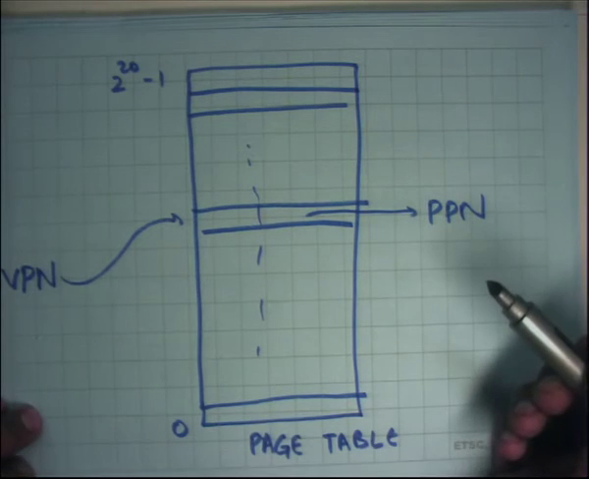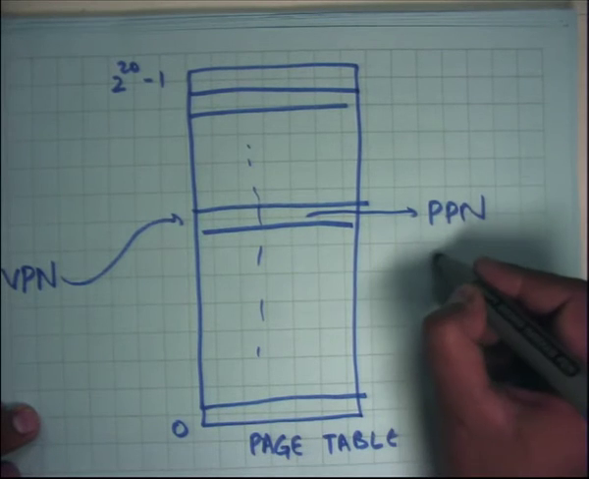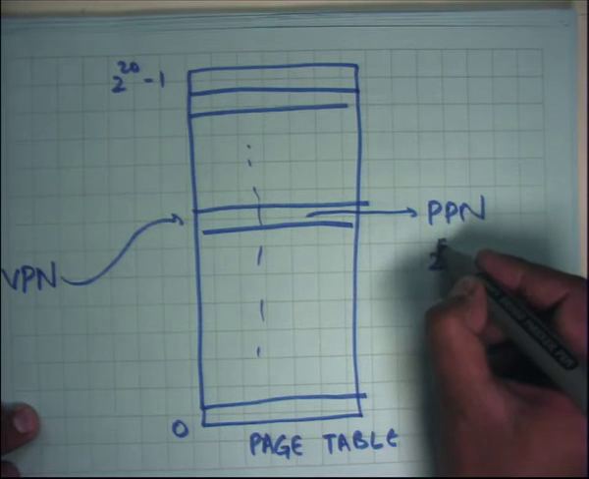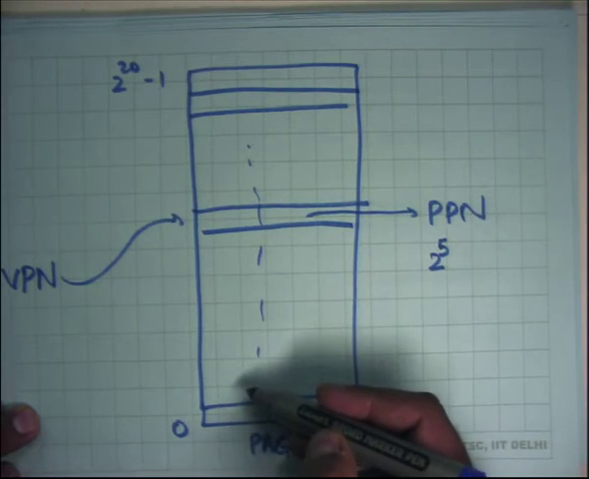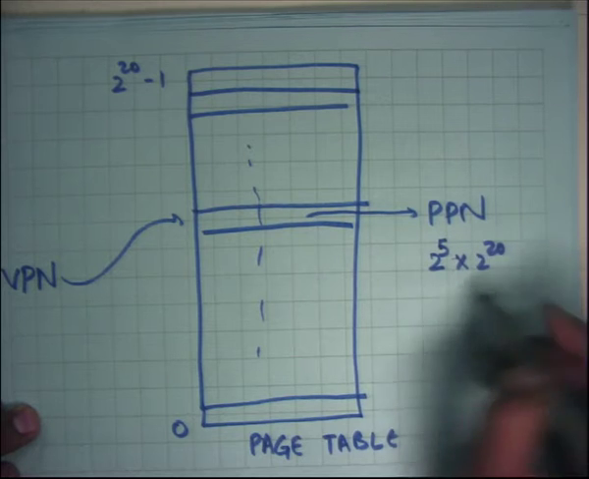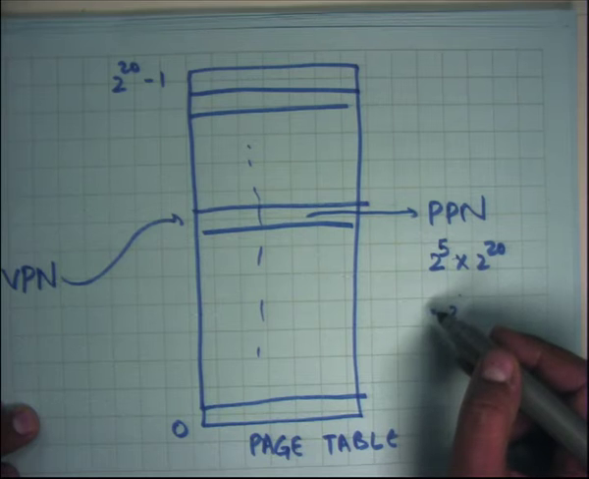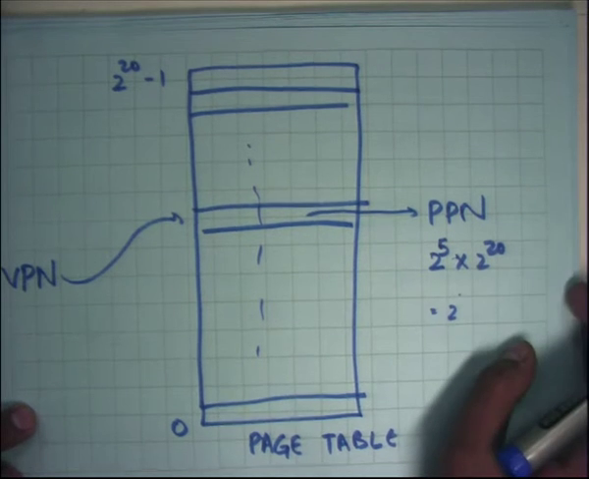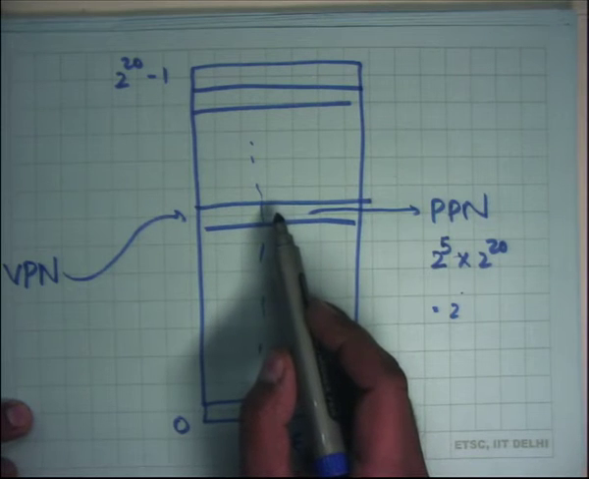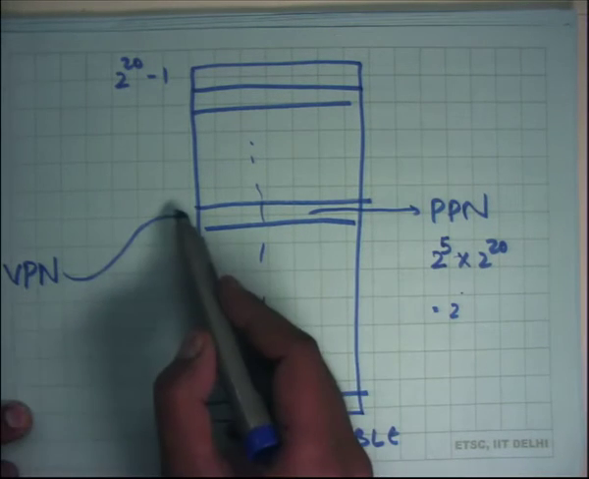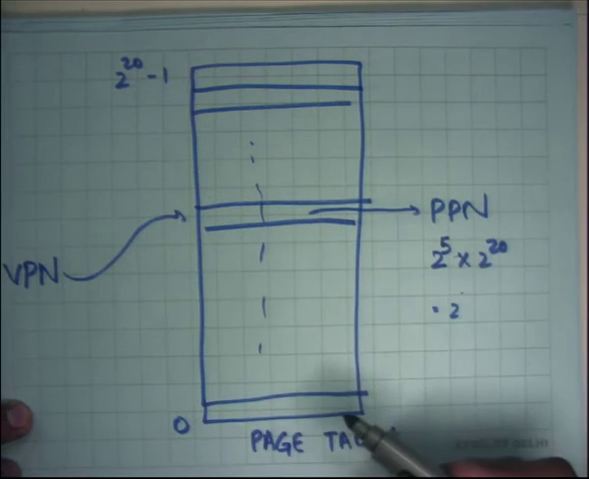How big is this table? Each entry will need to be 32 bits, right? So that's 2 to the power 5 into the number of entries, so into 2 to the power 20, that's equal to 2 to the power 25, or 8 MB perhaps. A question: shouldn't each entry have 40 bits, 20 bits for the source and 20 bits for the destination? No, because the VPN is actually being used to index the table, right? And so you save space in that sense by doing this.